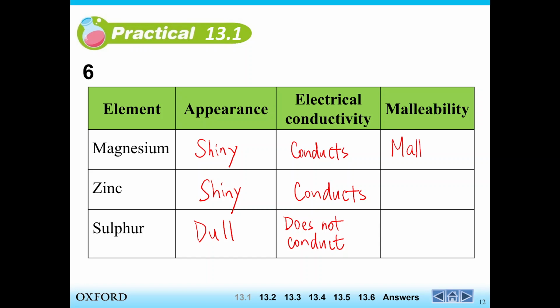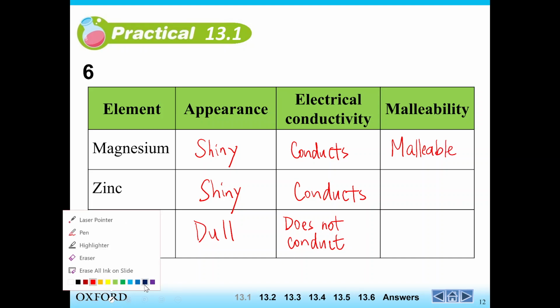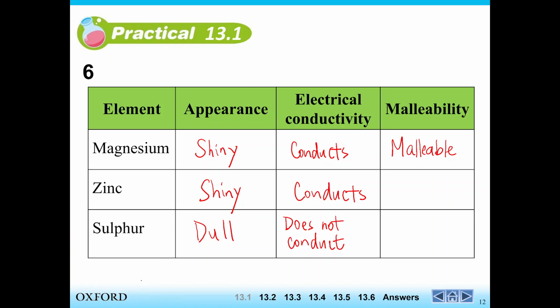It's M-A-L-L-E-A-B-L-E. Now, usually you would swap the A and E positions based on my experience. So please be aware of the spelling. This is also malleable. And then the last one, because sulfur is a non-metal, if you actually do the experiment, this is not malleable.